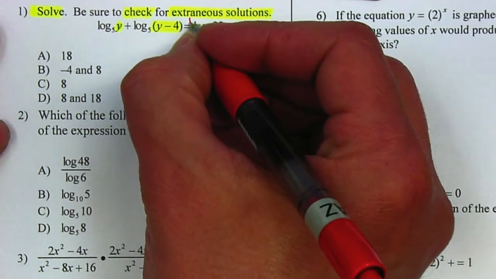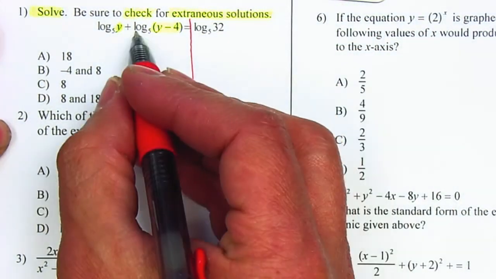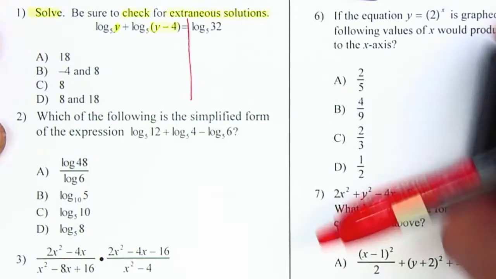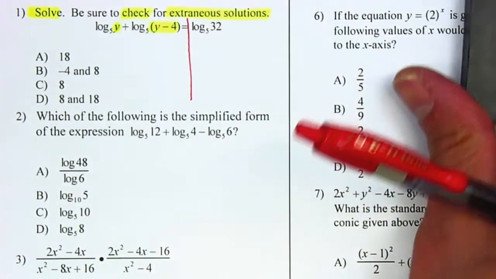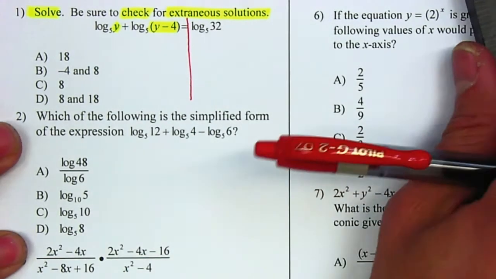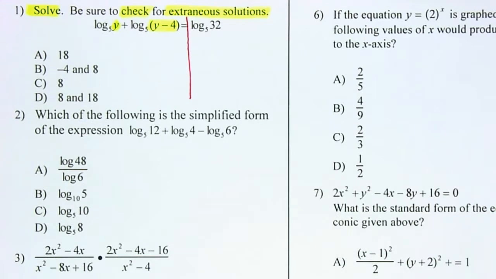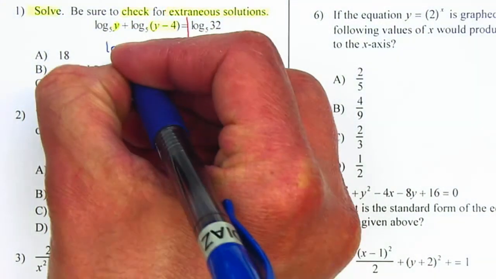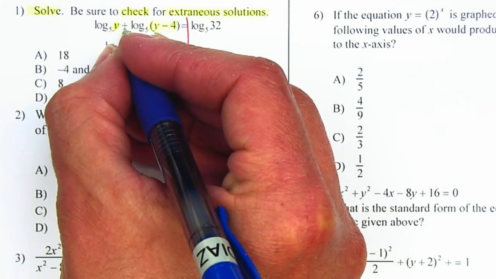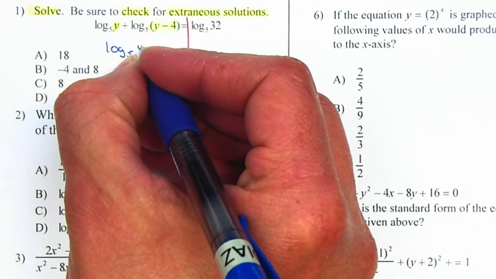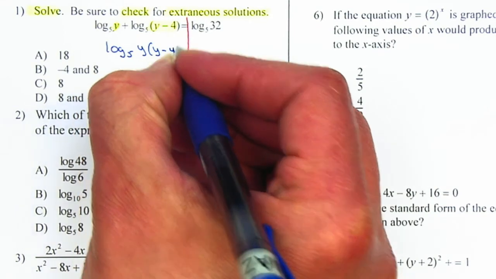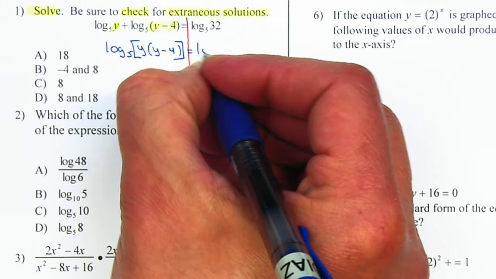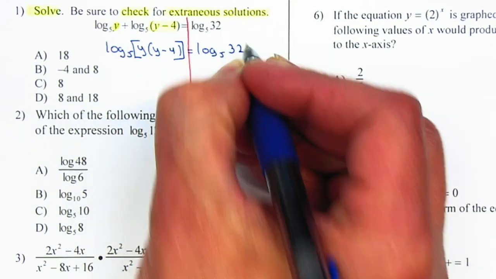So first, what I notice on the left hand side, I have 2 logs. And before I try to get rid of the logs, I want to be able to combine them into one log. So I combine both of them into one log, just like combining like terms in that same sense. And because there's an addition, we are going to be multiplying y multiplied by y minus 4. I'll place in brackets. And that's equal to the log base 5 of 32.